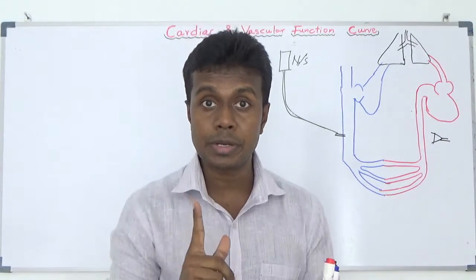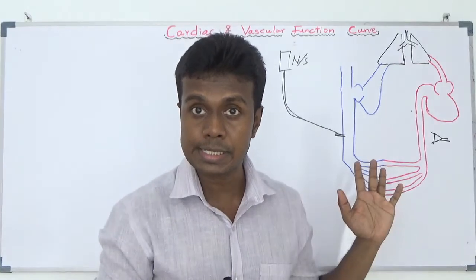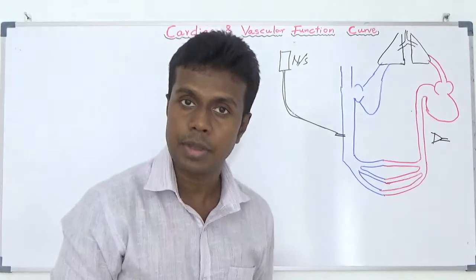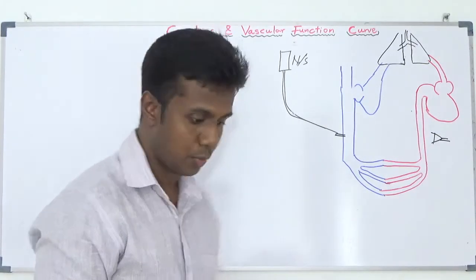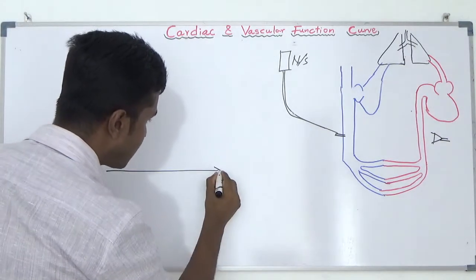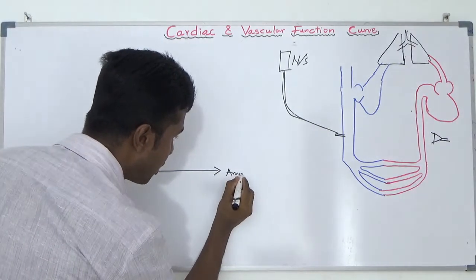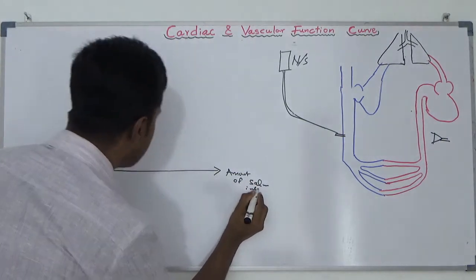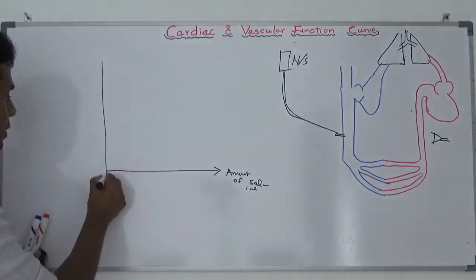Then I am going to make a graph. For the x-axis, I am going to take amount of infusion. For the y-axis, I am going to take cardiac output. Here my x-axis, amount of saline infusion. Here my y-axis, cardiac output.